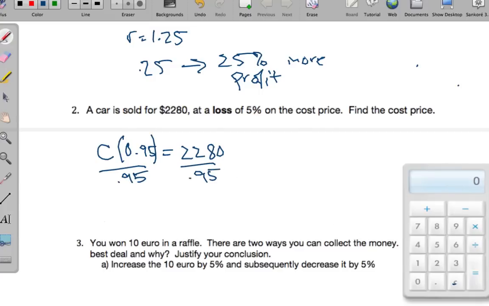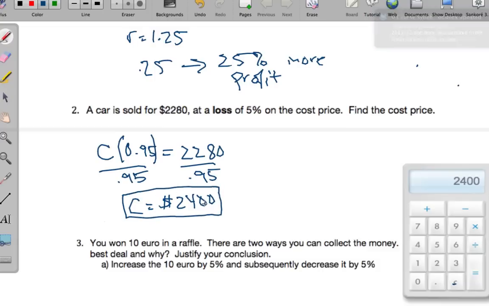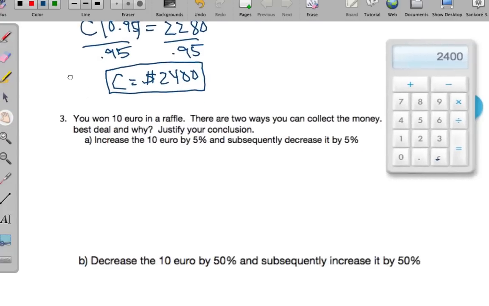And if we do that, we can see that 2280 divided by 0.95 is 2,400. So the cost is going to be $2,400. This is the original cost. Does it make sense that that's the case? Because this is more than what I got for it. I've lost money on it. Sounds good so far.